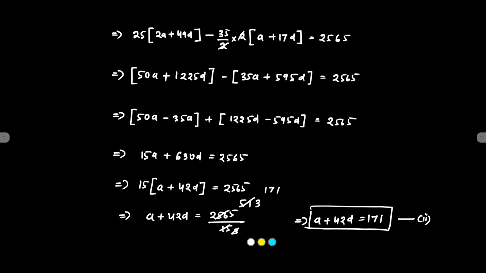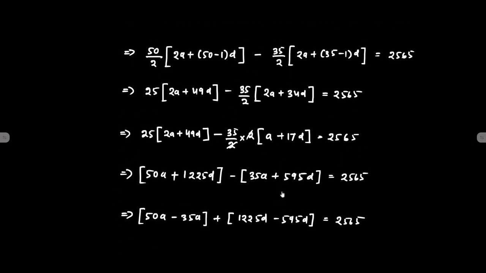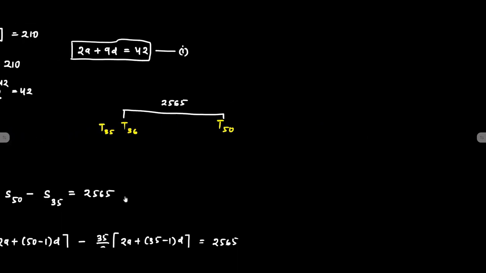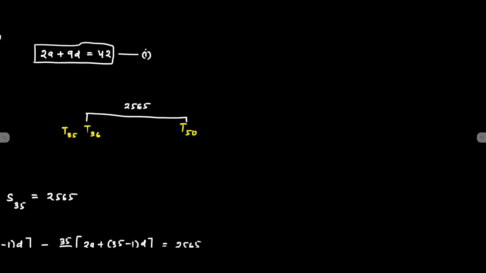We have the first equation, 2a plus 9d is equal to 42. This is the first equation. And the second equation is a plus 42d is equal to 171. So let us say we write the two equations: 2a plus 9d is equal to 42, a plus 42d is equal to 171.